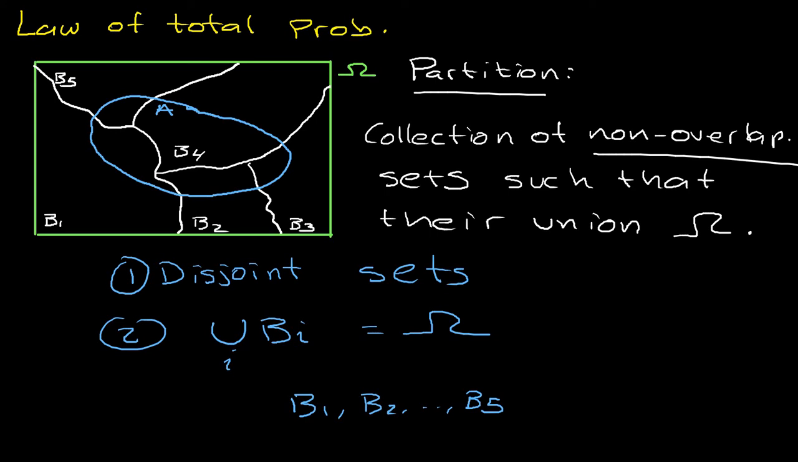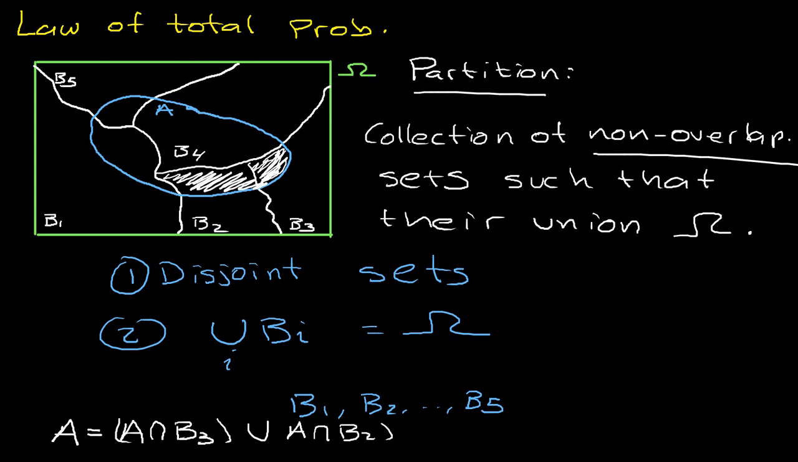So this set A can be formed, let me write it, by this first piece. That piece is just A intersection with B3, union this little piece. That piece is A intersection with B2, union this little piece. That third piece is just the intersection of A and B1, and you're getting the idea.